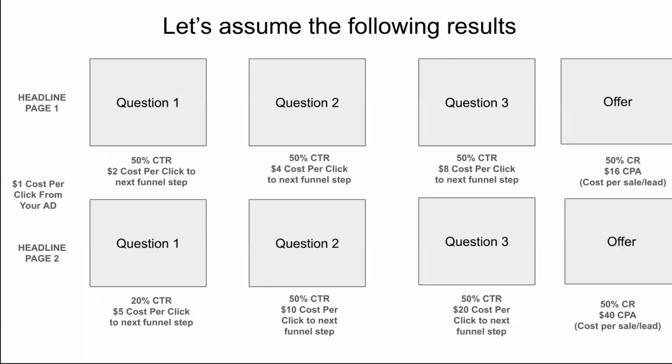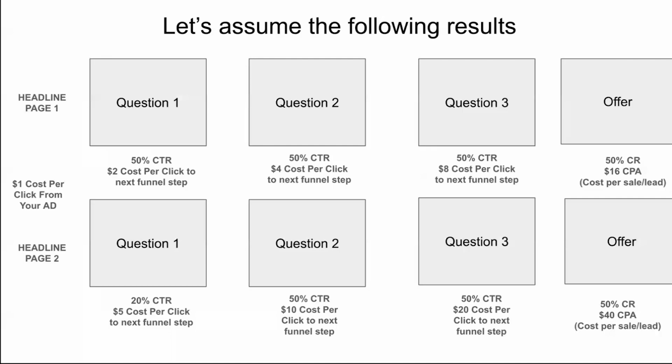Scenario number two, it's not so good, and it all comes down to that first headline and the impact it has on the rest of the funnel and the outcome with your CPA. So we're assuming a 20% click-through rate, 80% are going to abandon, okay? That leaves us with $5 cost per click to get to the second page, $10 cost per click to get to the third page, and then $20 cost per click just to hit the offer page. 50% conversion assumed. That means we're going to spend $40 to get a conversion, a lead, a sale, whatever it is you're measuring on that offer page.